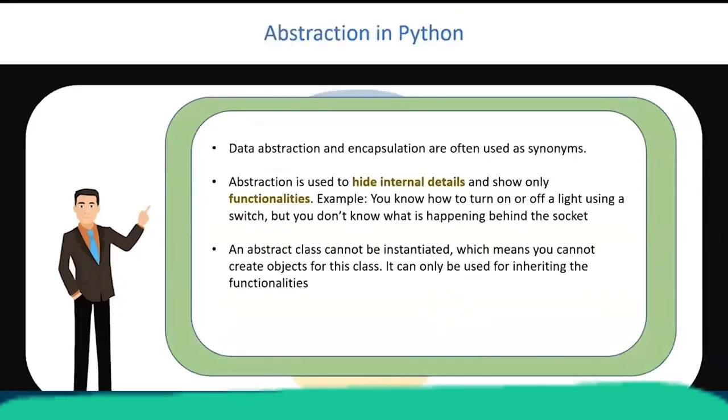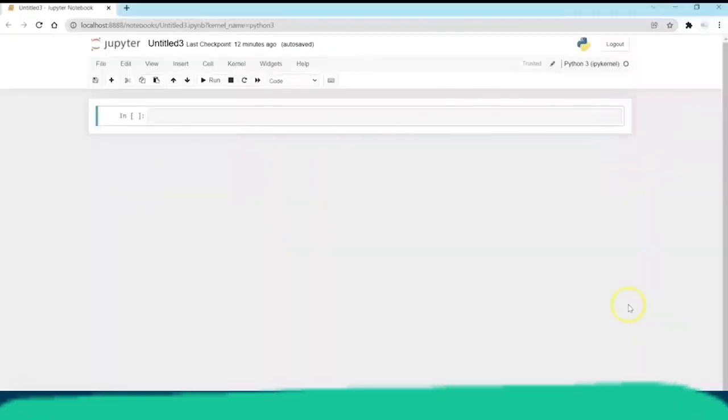So let's now move to our Jupyter notebook and we will start performing certain examples. Now, as we are saying, Python has objects. So let's create an object.